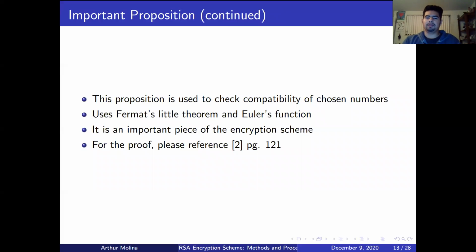As we previously mentioned, it is used to check the compatibility of the chosen numbers, but the proposition also uses Fermat's Little Theorem and Euler's function. And it is an important piece of the encryption scheme. For a more concise proof, you could look at the second reference on the references page and look on page 121.